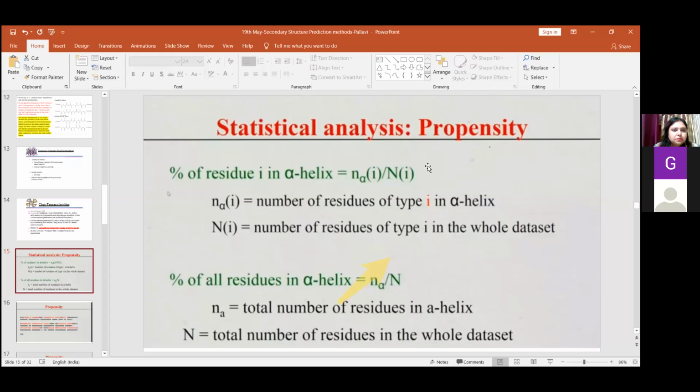I have written here that you have to calculate the propensity value. If I assume this is my first step, the percentage of amino acid I in alpha helical form, and this is my second step, the percentage of all residues in alpha helical form, then the propensity value is defined as the ratio of step 1 to step 2. That means the first parameter is the percentage of residue I in alpha helix, divided by the percentage of all residues in a protein in alpha helical form.